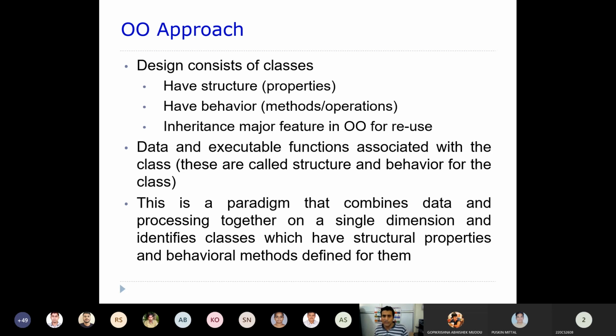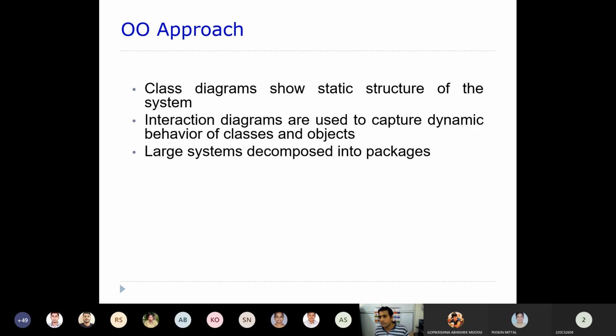As I explained already, this is a paradigm that combines data and processing together on a single dimension and identifies classes which have structural properties and behavioral methods defined for them. Within a class you will have data as well as processing, that means methods or functions. That is why the paradigm combines both things, whereas in a simple functional approach, the processing and data components can be designed separately. Class diagrams show the static structure of a system. Interaction diagrams are used to capture the dynamic behavior of classes and objects.